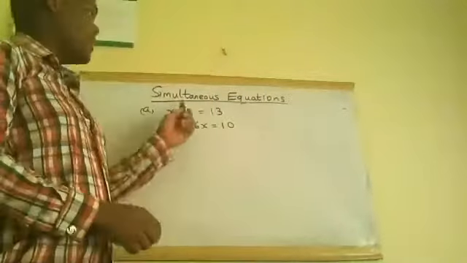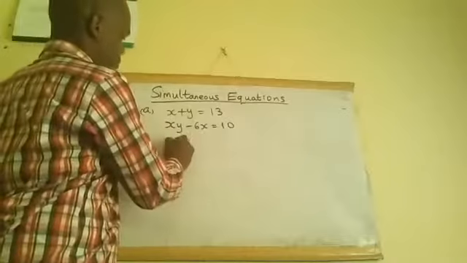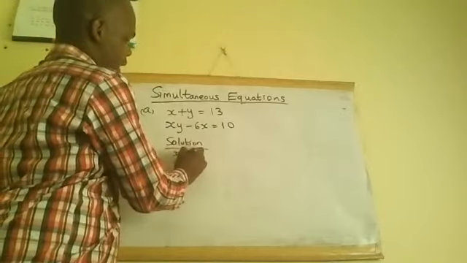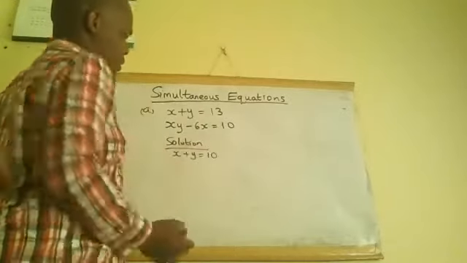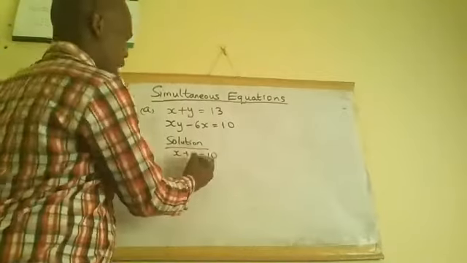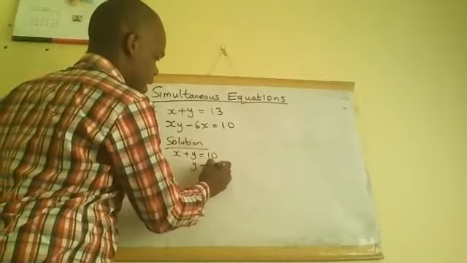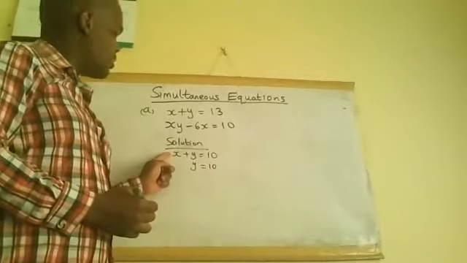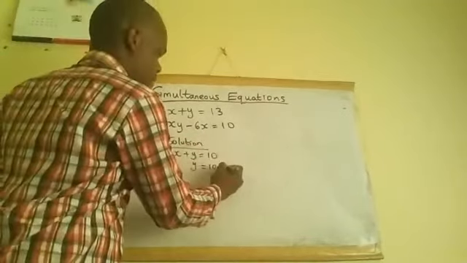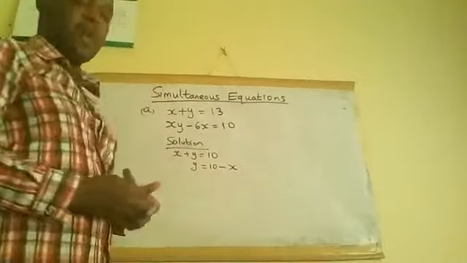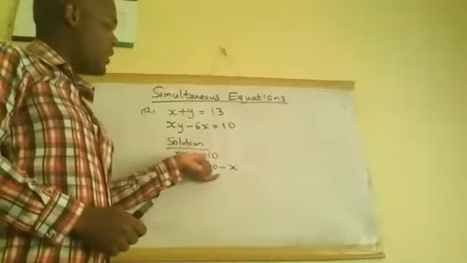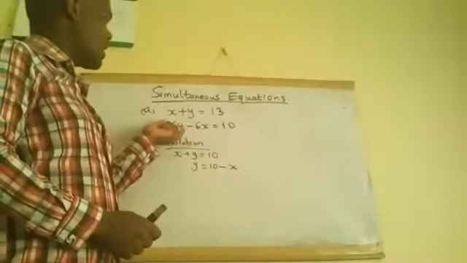So we look at the first equation. This is the solution. The first equation I have x plus y is equal to 10. So I can express y in terms of x. Then I'll be having y is equal to 10 minus x. When a positive number crosses the equal sign, it becomes negative. Then you substitute y is equal to 10 minus x in the second equation.